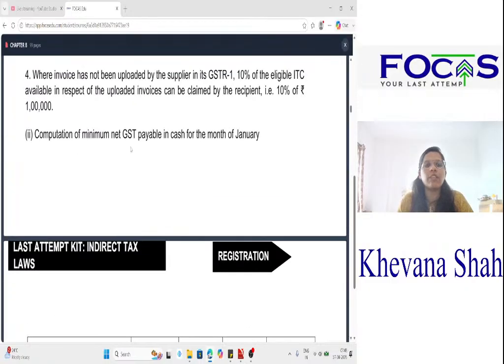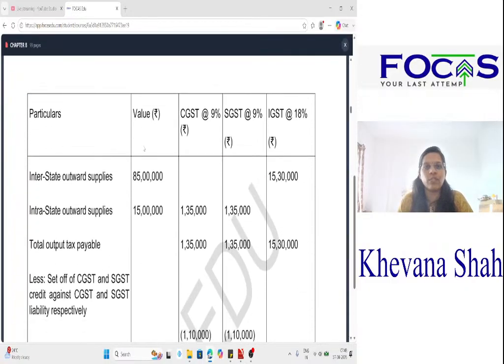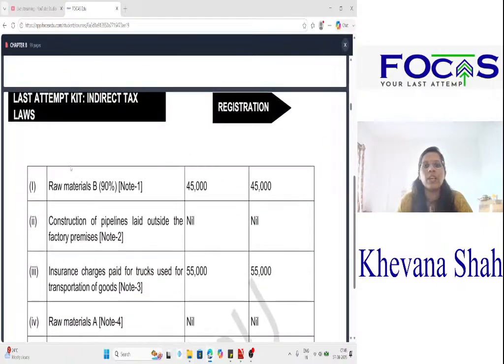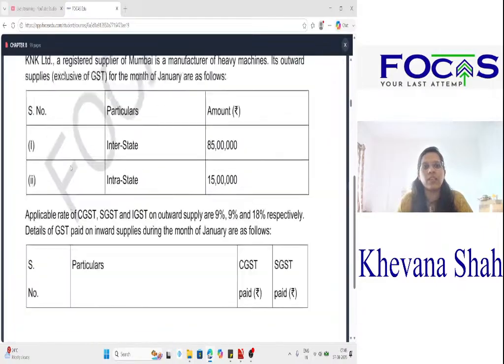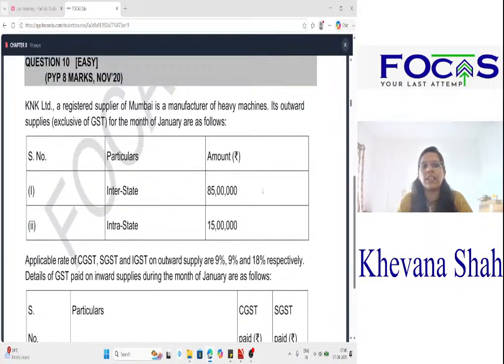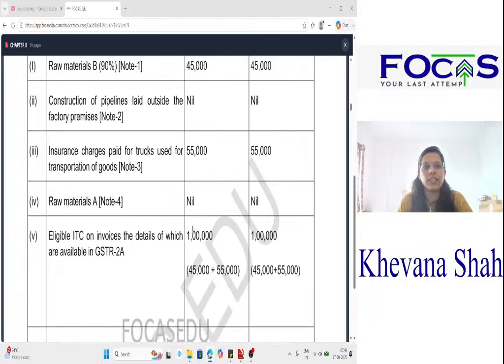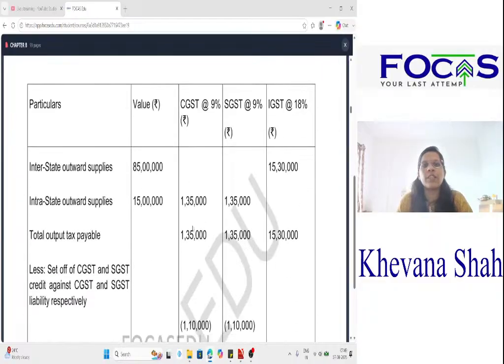Now, computation of minimum GST payable in cash for the month of January. We are given intrastate goods of 85 lakhs and interstate of 15 lakhs, so we'll compute the GST on that. Since these are intrastate outward supplies of 85 lakhs, the GST at the rate of 18% comes out to be 15 lakh 30,000.